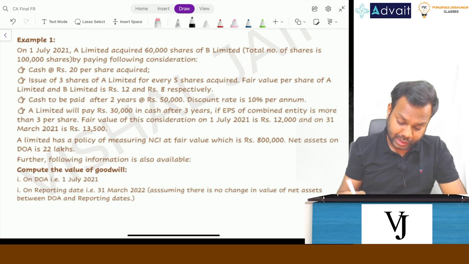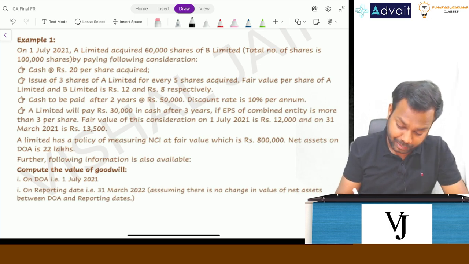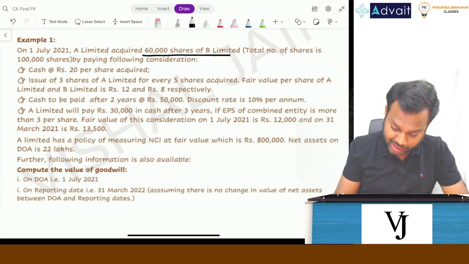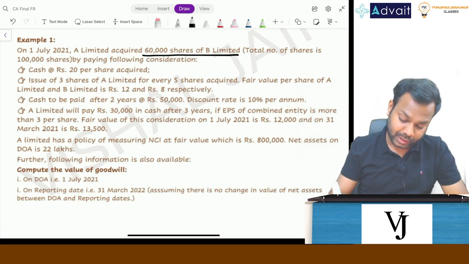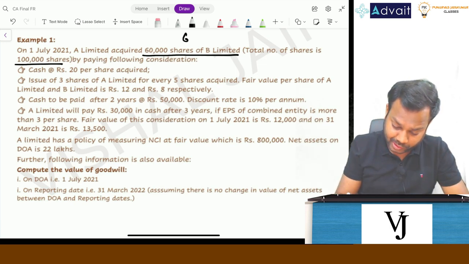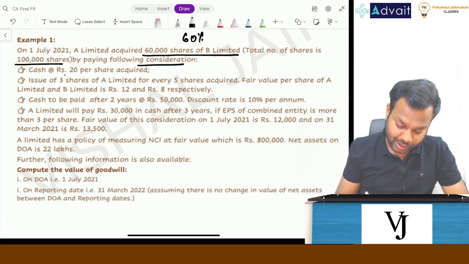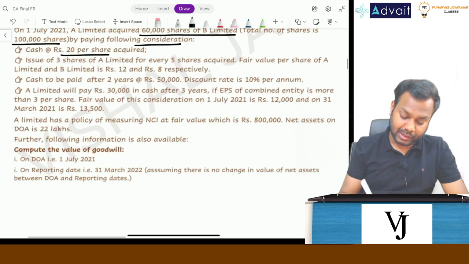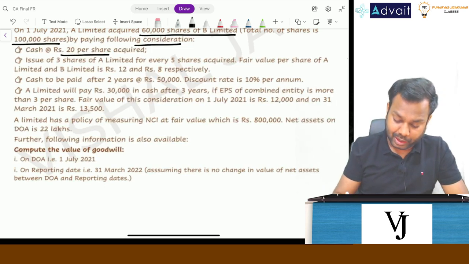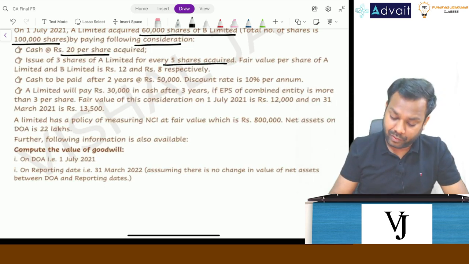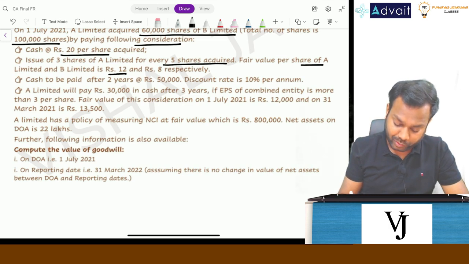On 1st July 2021, A Limited acquired 60,000 shares of B Limited. Okay, total number of shares is 100,000, that is 60%, by paying the following consideration. Cash at the rate of 20 per share. Issue of 3 shares of A Limited for every 5 shares acquired. Fair value per share of A Limited and B Limited is 12 and 8 respectively.